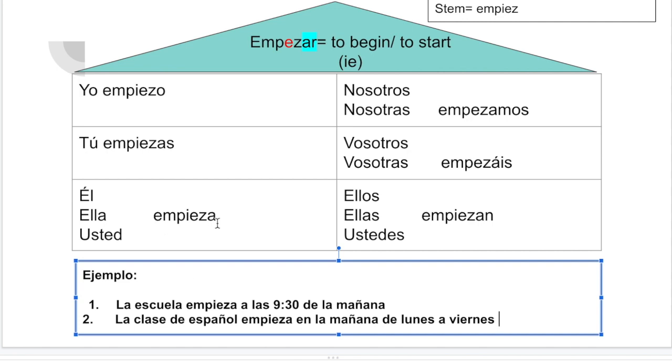Why am I using él, ella, and usted? Because I can replace la escuela. Remember, every single noun is feminine or masculine. So I'm going to replace la escuela for she, ella. Right? La clase de español is feminine as well. It's la clase de español. So I'm going to replace it for she. How do you know that it's feminine? Because you have this la and you have la. That's how you know it's feminine. Okay? Muy importante. Muy bien.